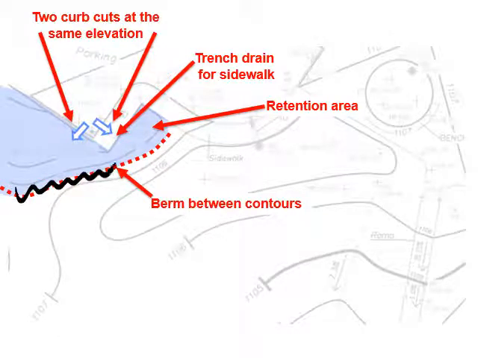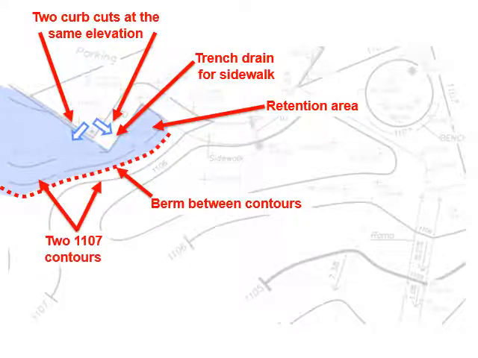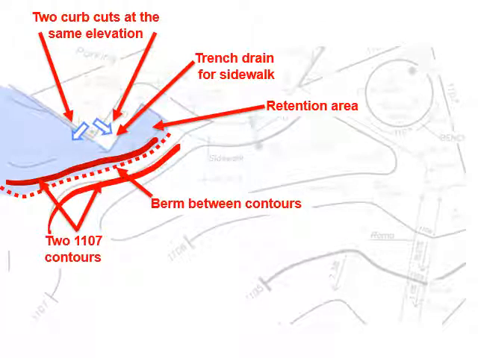You're going to have a berm between two contours that keeps water from overflowing. In this case, the two contours are 1107. Both of them have to be the same, with the berm in between. We'll have spot elevations to show the top of the berm to keep the water from overflowing the system.